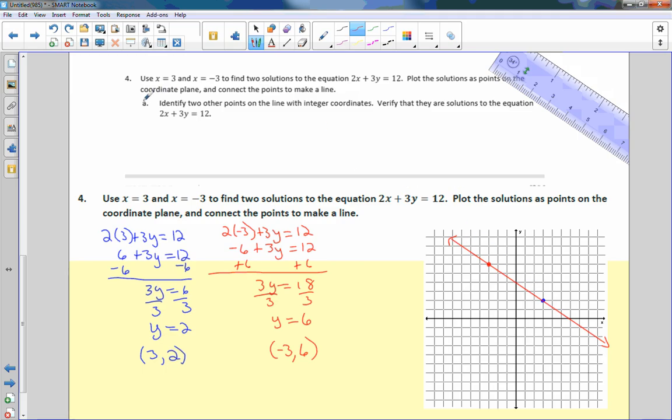And now we're going to do part A, which is right here. Identify 2 other points on the line with integer coordinates, meaning corners of the grid. So I'll do those in green. And I'm going to start at this blue point here. That is not on a corner. That's not on a corner. That looks like it is. Okay, but this one definitely looks like it is.